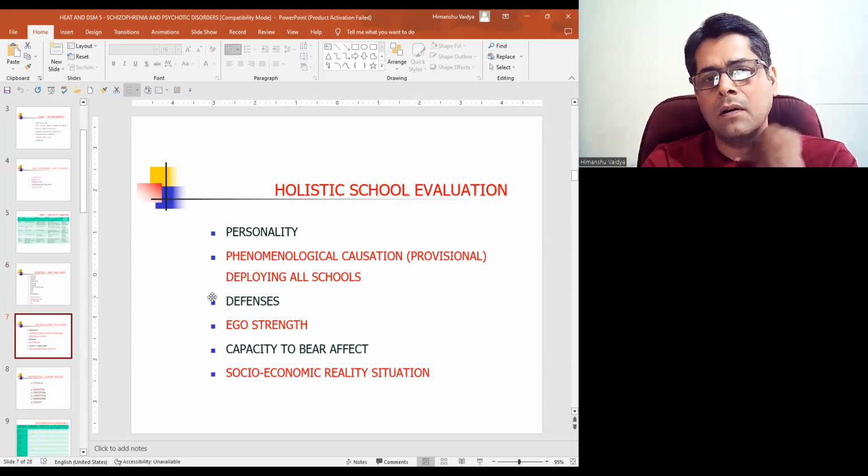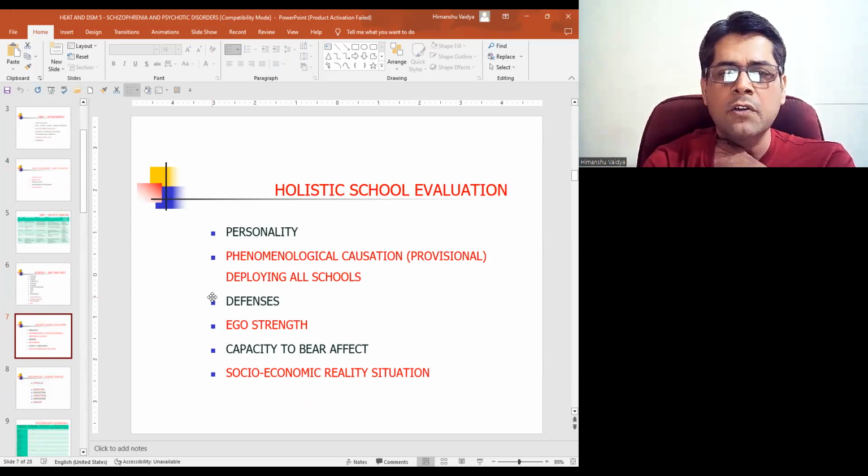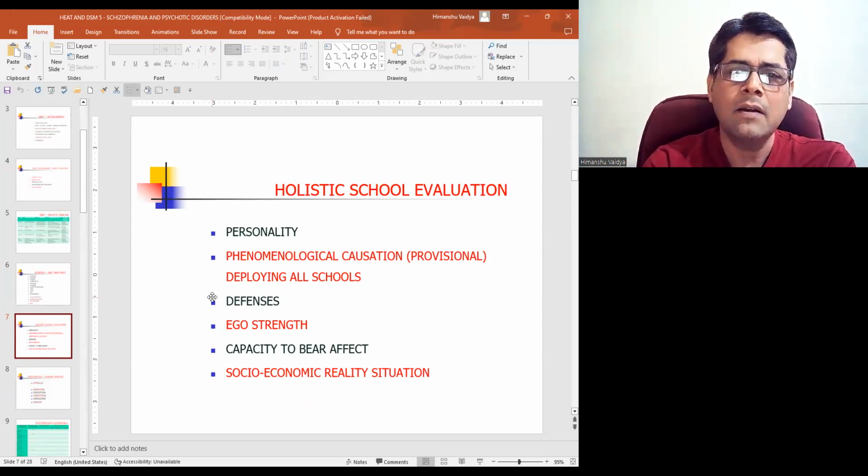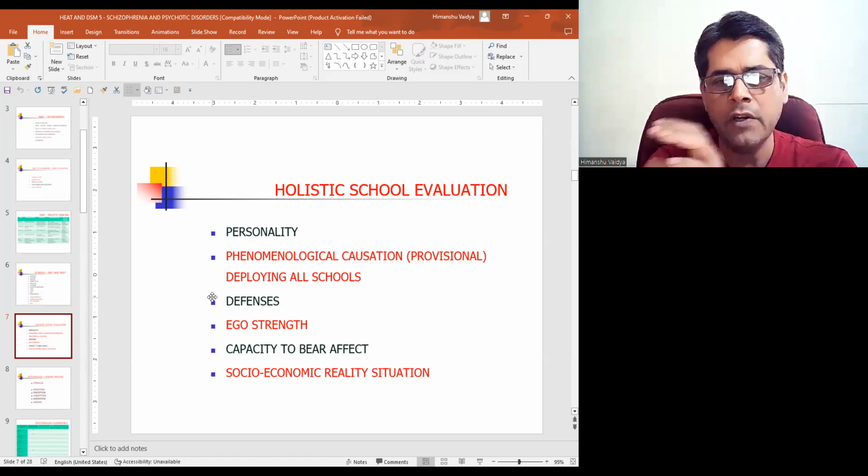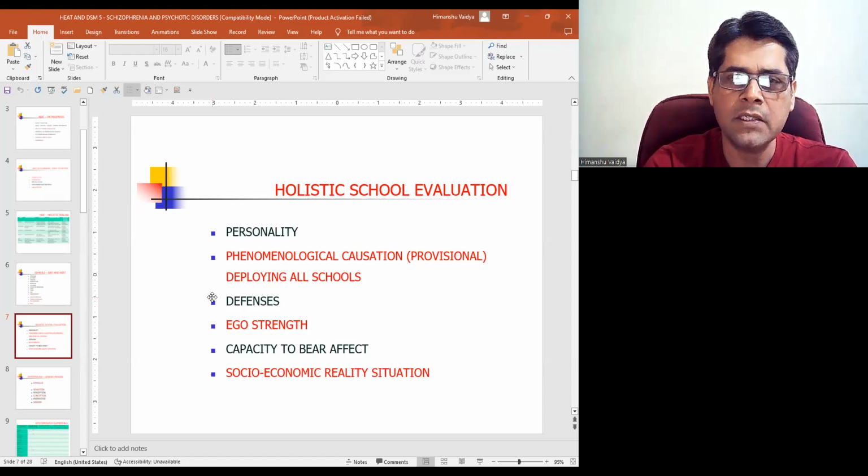Then we go to the holistic evaluation of the person and we look at what the personality is like. Is it very masculine, very cheerful, or feminine and cheerful, a weak or a strong ego? Whatever way we feel, we can describe the personality based on our knowledge. We look at the phenomenological causation, which we have seen in various schools. We put it together and consolidate a final position. Then we take a look at the defenses which are being used. Very important: what defenses is the person using? We take a look at the ego strength, the capacity to bear affect, and the socio-economic reality of the person. What kind of healing package can the person practically use?